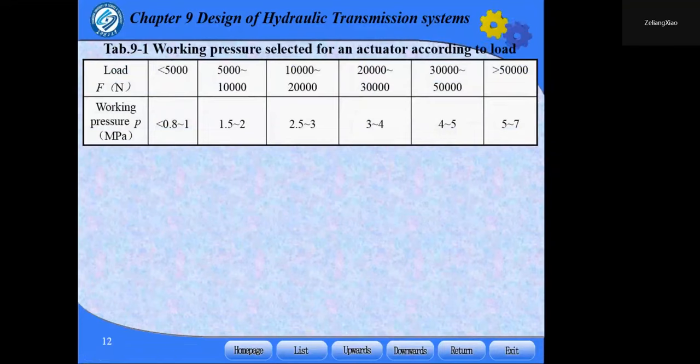Working pressure selected for the actuator according to the load. If the load is less than a certain value, the working pressure should be less than 1.3. Then the working pressure can be selected as 1.5. The loading pressure is also large, and for the actuator it is between 5 and 7.